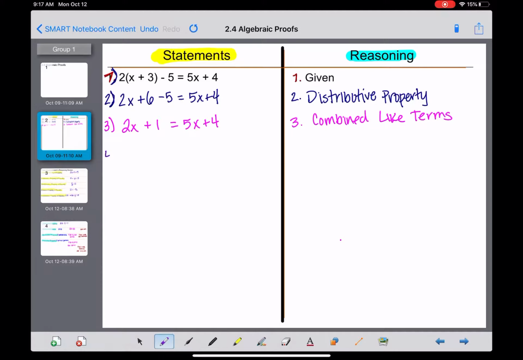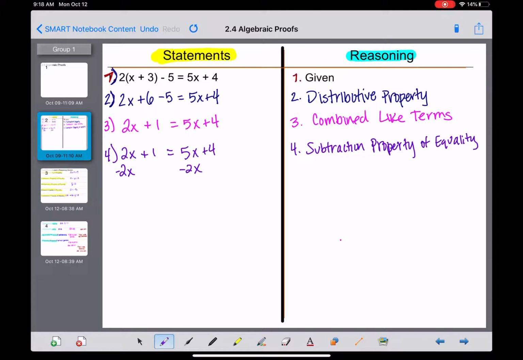Step 4, I'm going to bring my x's together. So I'm going to subtract 2x from both sides. I'm going to show that work: 2x plus 1 is equal to 5x plus 4, and I'm going to show the subtraction of 2x from both sides. This is the subtraction property of equality. So let me write that down first. Subtraction property of equality.